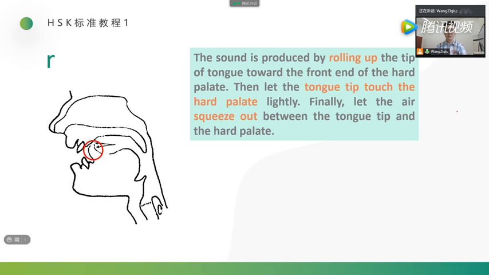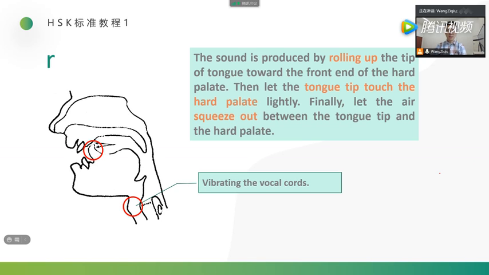If you cannot find the right position, we can try to read this. When we read it here, the vocal cords vibrate. Let's try. See, vibrating. Okay.